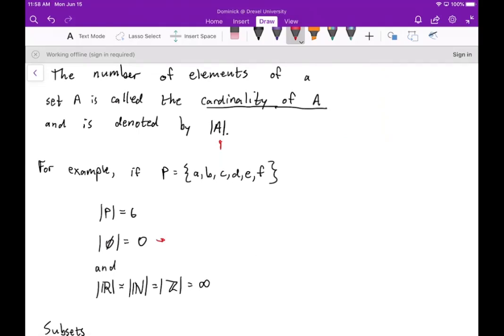And the size of the real numbers, the natural numbers, and the integers is all equal to infinity. Now, I should really put an asterisk here because there are different types of infinity. And it is true that the natural numbers and the integers have the same type of infinity, but the real numbers are slightly different. And we'll get into that a little bit later, but for now we can just consider that they have infinite cardinality.